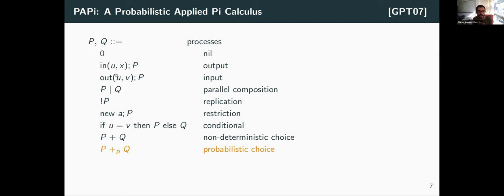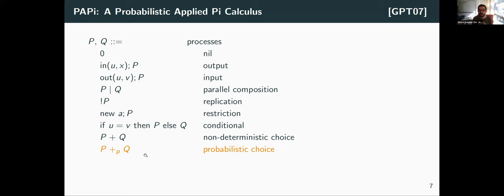So it's basically the standard applied pi calculus plus probabilistic choice. We have the possibility to input messages and to output messages. We have parallel composition, so we can run processes in parallel. We can have an unbounded number of sessions, so we have replication, where we can take an unbounded number of copies of P. We can have restriction, which models random numbers, and conditionals. Here we also consider non-deterministic choice, which can actually be encoded using the rest of the calculus, but it's more convenient to have it.